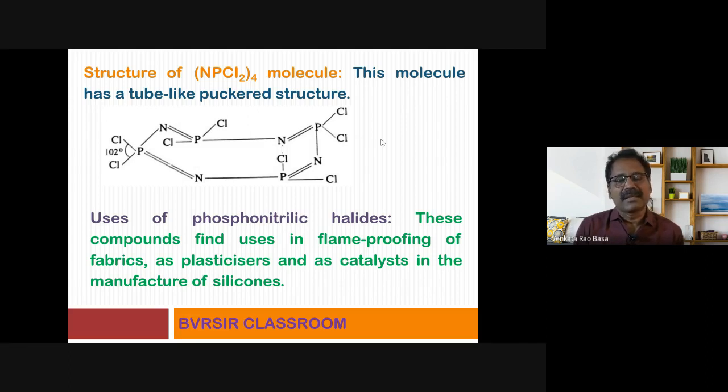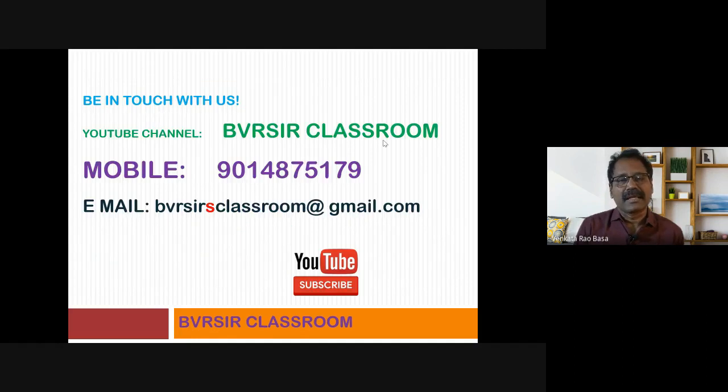Similarly, these substances are also used as catalysts in the manufacture of silicones. In the earlier class, we discussed the formation, properties, structures, etc. of silicones. While preparing those silicones, these phosphonitrile halides can be utilized as catalysts. So these are some of the uses of phosphonitrile halides. So this is a brief discussion regarding phosphonitrile halides.